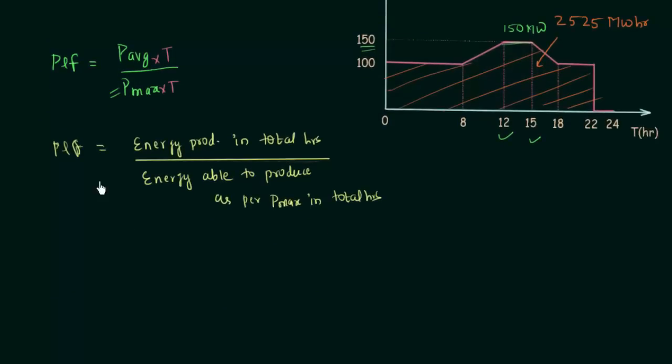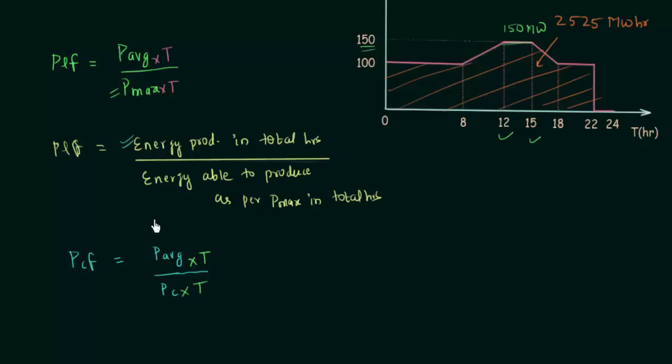Plant capacity factor is equal to average power over the plant capacity. Now I will multiply total time to P average and I will multiply total time to plant capacity. In this way we have multiplied total time to the numerator as well as the denominator. P average multiplied with T is the same thing, actual energy or energy produced in total hours.